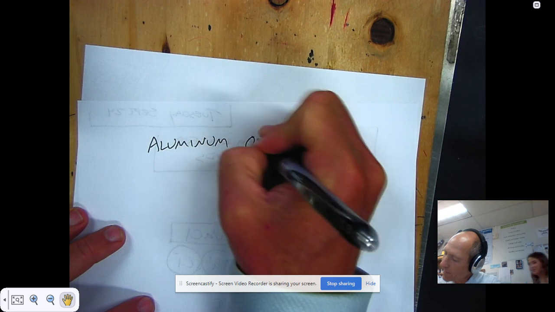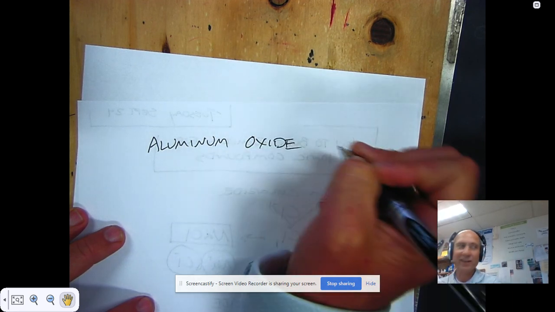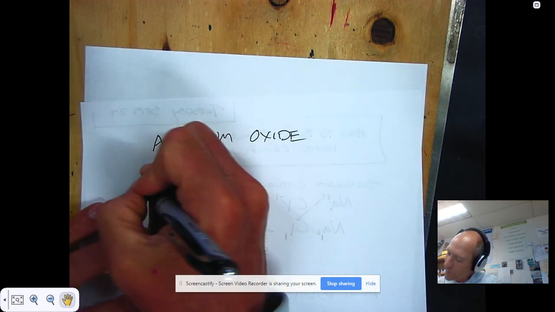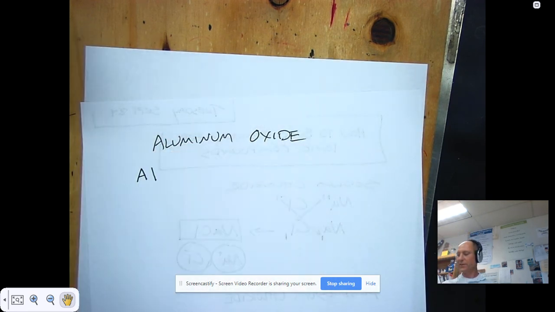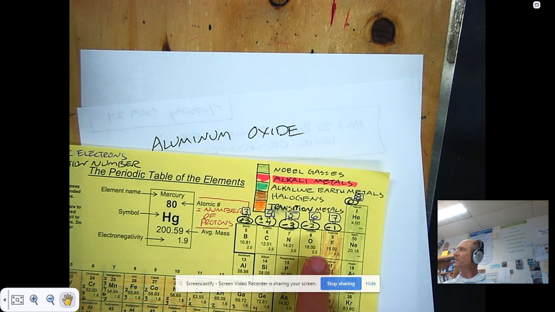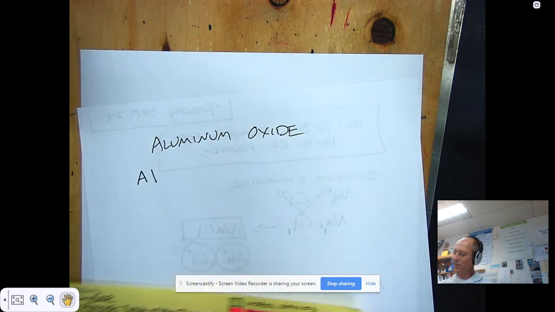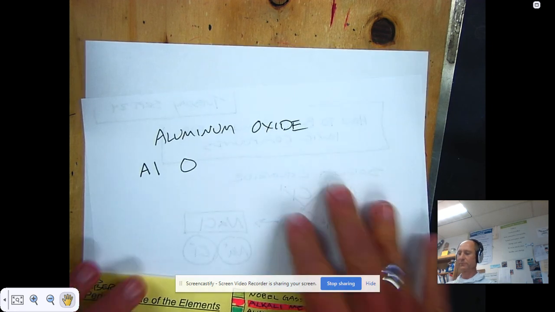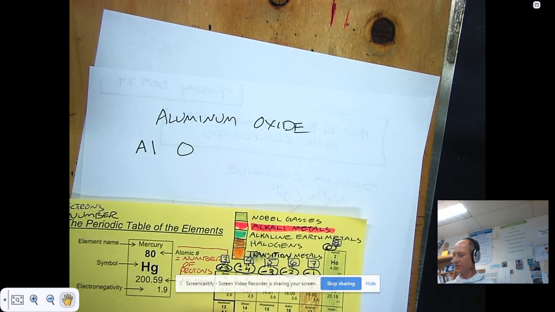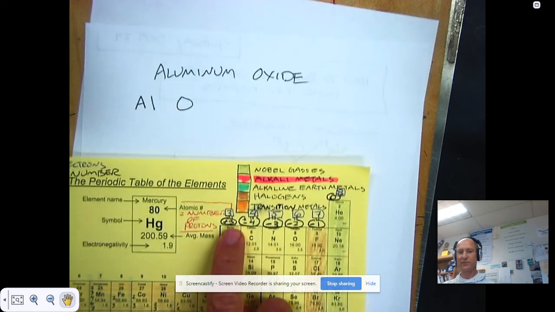Aluminum oxide. So we'll start by finding the symbol for aluminum, which is right here, and then the symbol for oxygen, which is right here. And aluminum has a 3 plus charge right here.